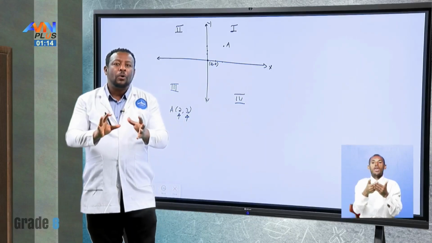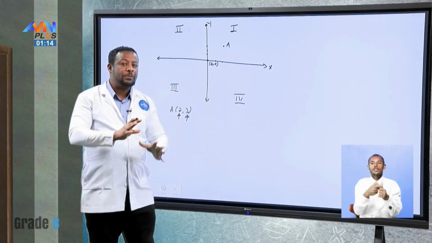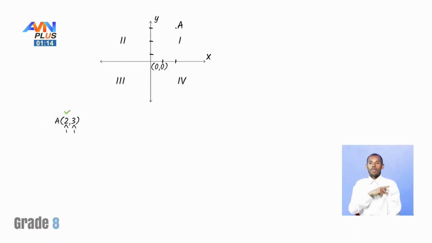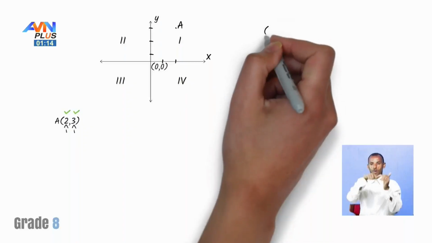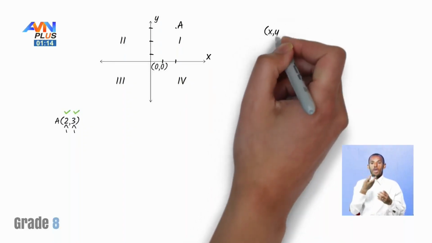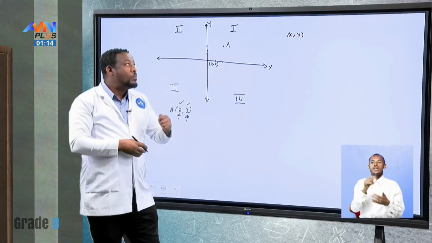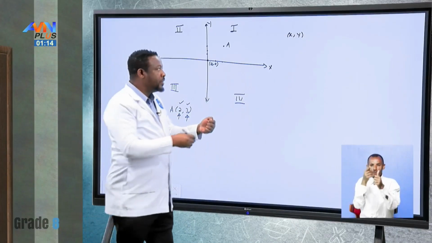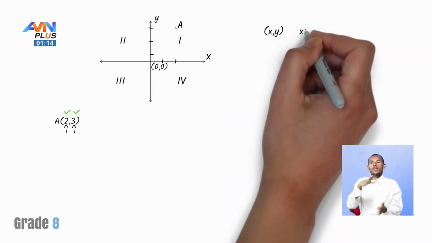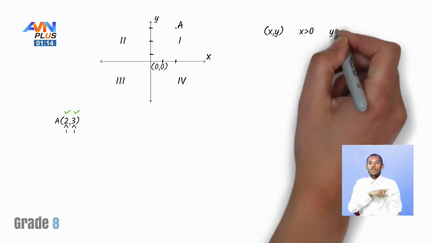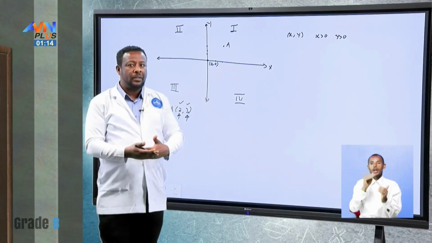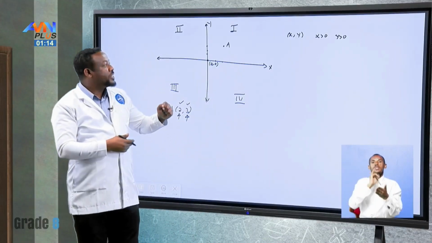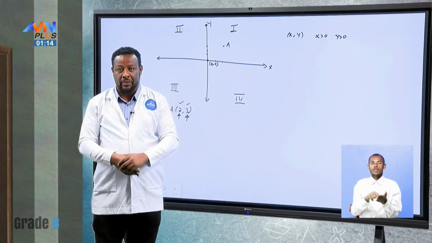Generally, any point in the first quadrant has this property. The first entry is positive and the second entry is positive, right? So generally, we concluded that if we have a certain point x, y, this x, y is in the first quadrant if it possesses this property. Both x and y are positive numbers, or greater than 0, right? So this is the characteristic of points in the first quadrant.